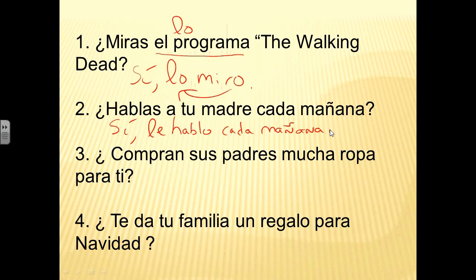¿Compran tus padres mucha ropa para ti? Do your parents buy a lot of clothes for you? And you want to say, yes, they buy me it. Okay, a lot, something like that. So you would say, let's say they buy you a lot of clothes. Sí, ellos me la compran.